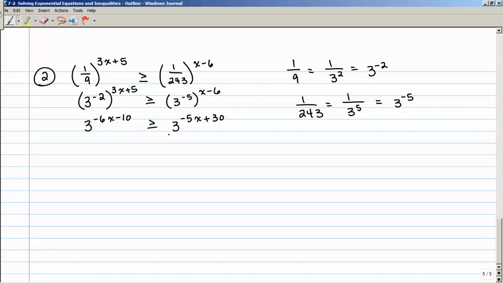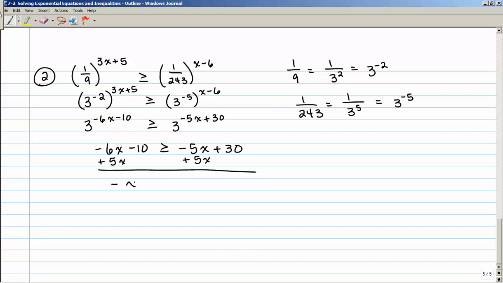Now I have exactly the same base of 3. Pull off the exponents and write the inequality. And let's solve. I'm going to add 5x to both sides. So that leaves me -x minus 10 is greater than or equal to 30. Adding 10 to both sides. -x is greater than or equal to 40.